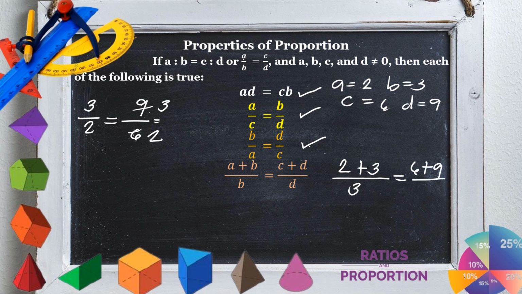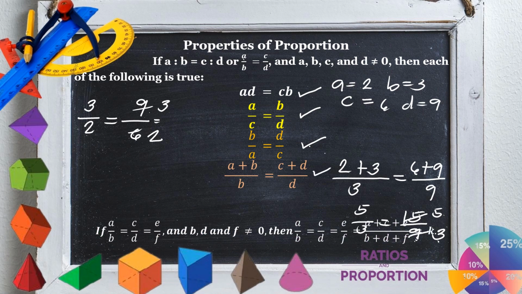Then we have here your denominator is 9. So 5 plus 3 is 5, 2 plus 3 is 5 over 3. Then 6 plus 9 is 15 over 9. We're going to get the lowest term. 15 and 9 are both divisible by 3. 15 divided by 3 is 5. 9 divided by 3 is 3. So still, they are proportional. So that is for your addition.